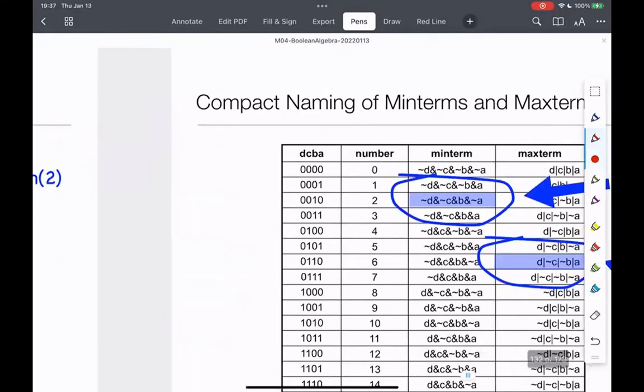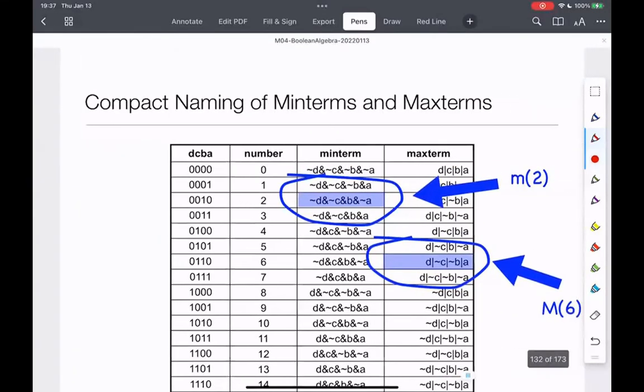And likewise, we have the max term. Again, it's by the row number. So the max term corresponding to row number 6 is M of 6, except that it is indicated by uppercase M, right? So lowercase is min term, uppercase is max term.